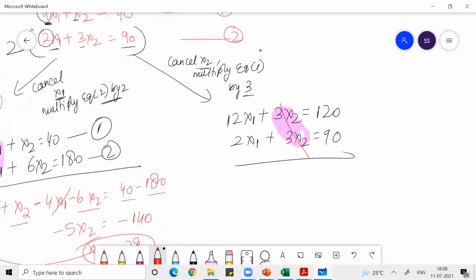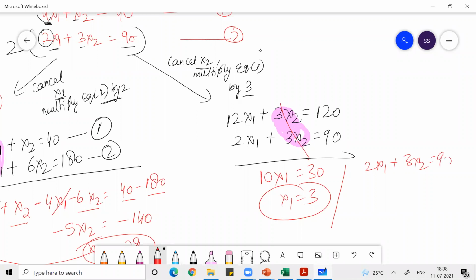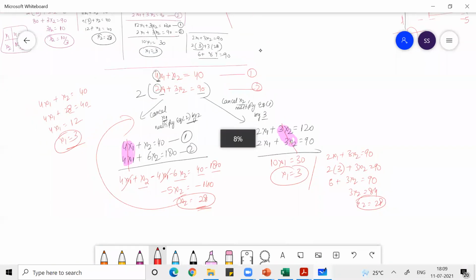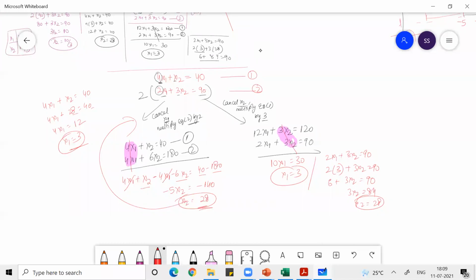If you solve the other pair, this gets cancelled. This is 10x1 is equal to 30. So x1 is equal to 3. Once you get x1 equal to 3, put it in any equation. 2x1 plus 3x2 is equal to 90. So 2 into 3 plus 3x2 is equal to 90. So 6 plus 3x2 is equal to 90. So 3x2 is equal to 84. So x2 is equal to 28. It doesn't matter how you solve or which variable you take, your answer will remain the same.